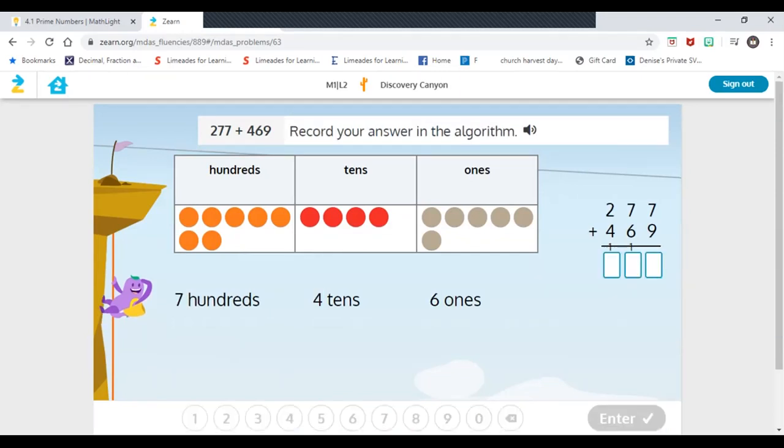All right, and so now I'm going to record my answer in the algorithm. So 7 plus 9 is 16. Put my 6, see how I carried my 1? And then 7 plus 6 is, yes, 13 plus my 1, 14. And again, I'm going to carry my 1. So I have 2 plus 4, 6 plus 1, 7. So whether I'm using my place value or my algorithm, they come out the same.